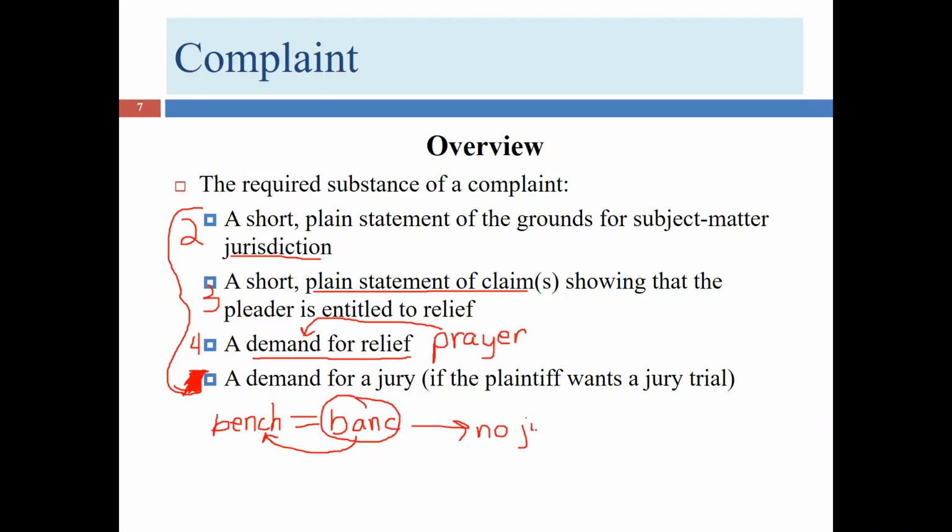Since we don't have to have a jury, we don't have to have a jury demand, and so that's why it's not one of the 5 things you have to have in a complaint. But the vast majority of plaintiffs want a jury trial. And so I think the average plaintiff attorney would say, even though it's not technically a requirement, it might as well be a requirement because we always want one. And so we would consider it virtually always a requirement.